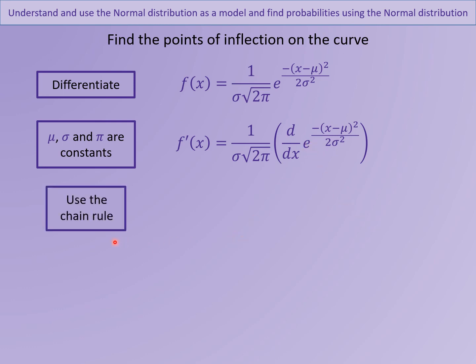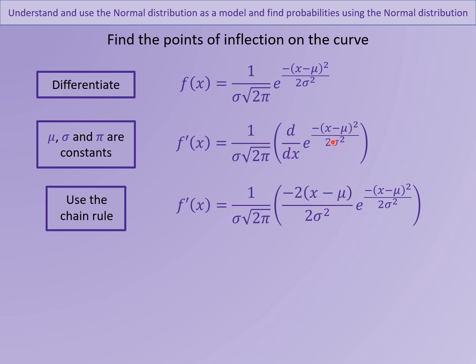We use the chain rule. Okay, so if I use the chain rule, what I'm going to end up with is the differentiation of this bit, which means I bring the 2 to the front. I can get -2 on the front. The x minus the mu over the 2 sigma squared just comes to the front there. The power of the exponential stays exactly the same, it doesn't change. Okay, that's the first differentiation.